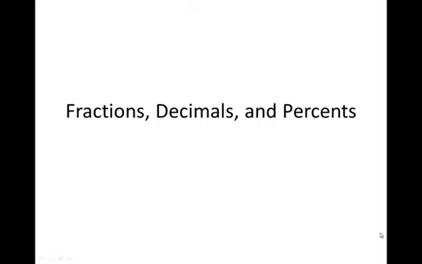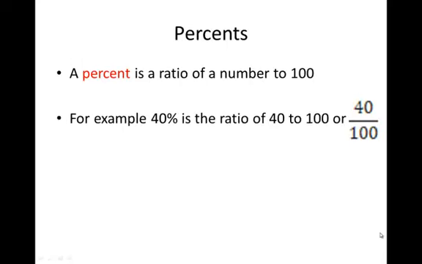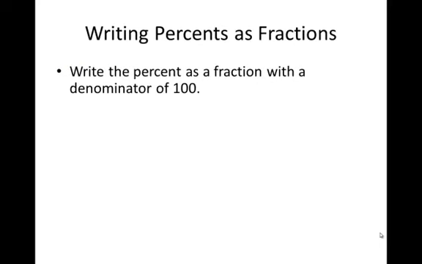A percent is a number compared to 100. It's a ratio of a number to 100. So for example, 40% is a ratio of 40 to 100. So you can write that as 40 over 100.